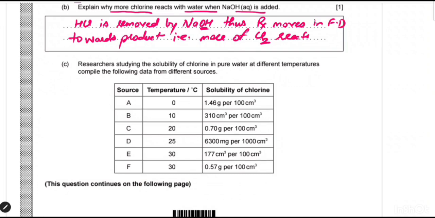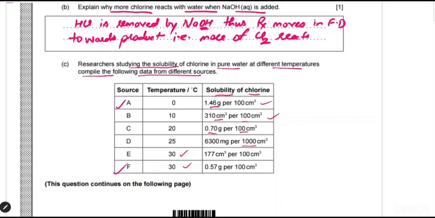Question part C. The question says researchers studying the solubility of chlorine in pure water at different temperatures compile the following data from different sources. They had collected the data from different sources, sources A to F, and also at different temperatures. The data they collected in terms of solubility of chlorine is given as 1.46 per 100 centimeter cube, 310 per 100 centimeter cube. It's gram, it is centimeter cube. So what I see here is the data collected is in different units and in different volumes also.